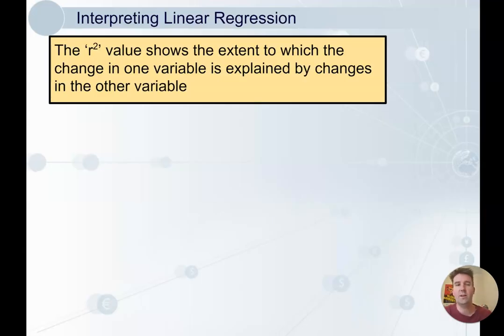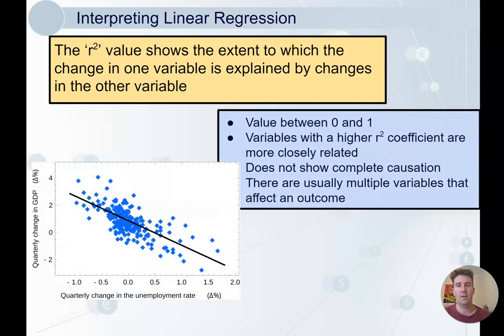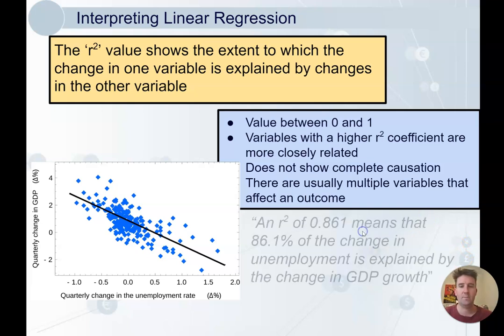Further interpreting a linear regression, the R squared value shows the extent to which the change in one variable is explained by changes in the other variable. So you might have to interpret a number here. The numbers are always between 0 and 1 because it's squared, so there are no negative numbers now. The variables with the higher R squared coefficient are more closely related. There's a higher causation there. It does not show complete causation. There's usually multiple variables that cause another variable to change, right? It's not usually just done by one thing.